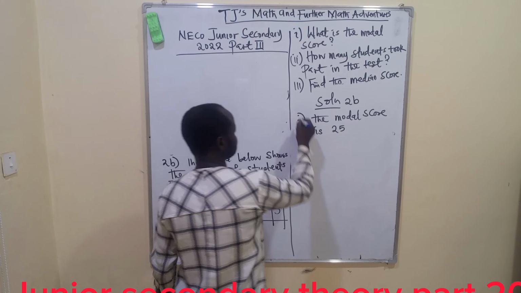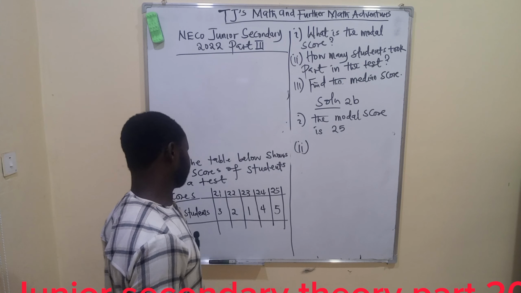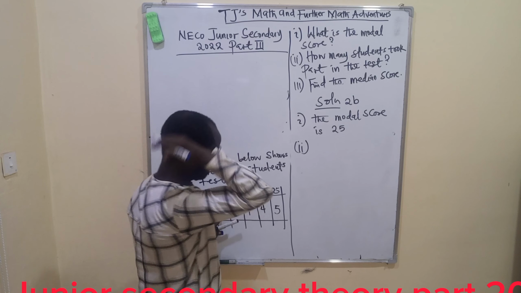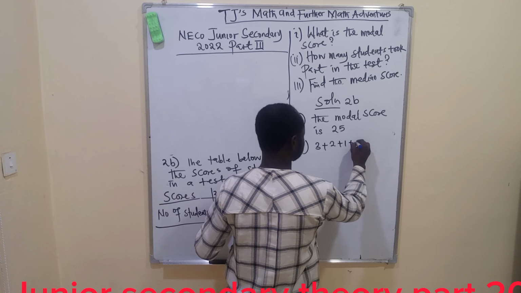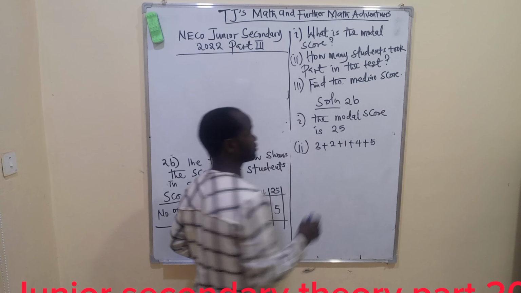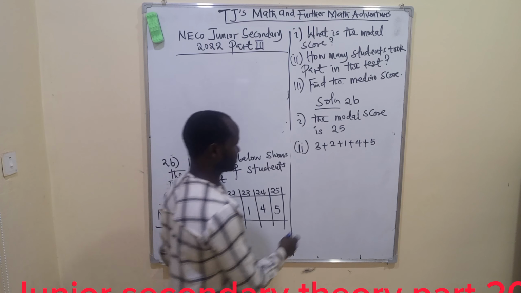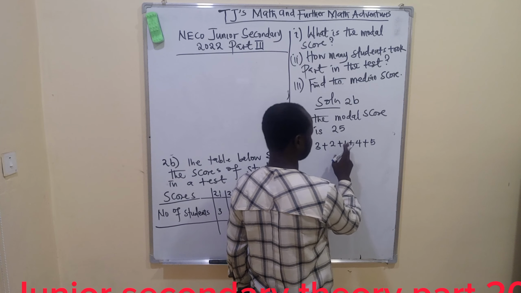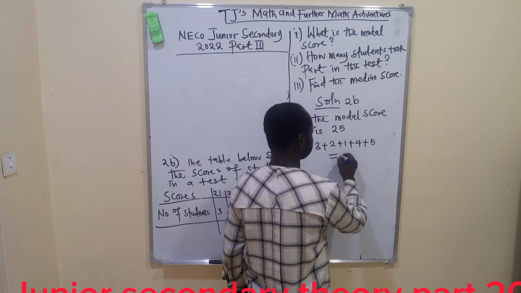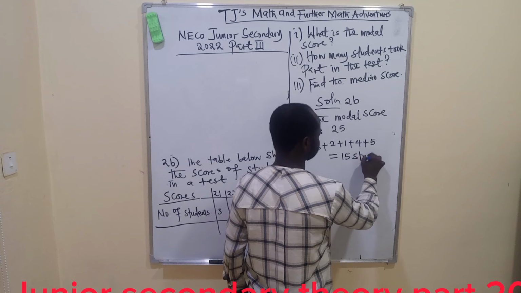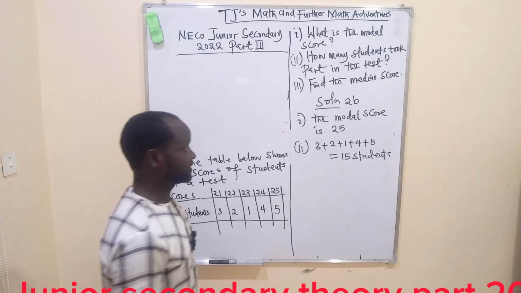Okay, that's number one. Number two, how many students took part in the test? We add the number of students, that will be 3 plus 2 plus 1 plus 4 plus 5. 3 plus 2, 5 plus 1, 6 plus 4, 10 plus 5, 15. It means 15 students took part in the test.